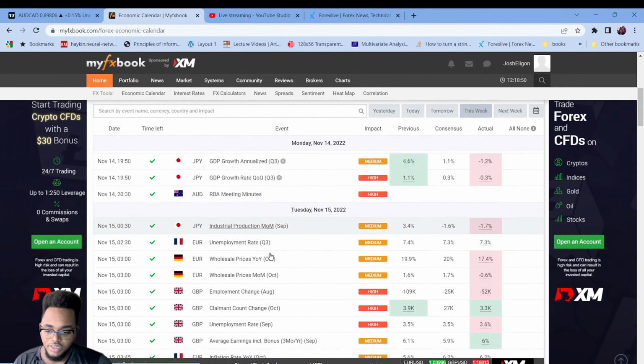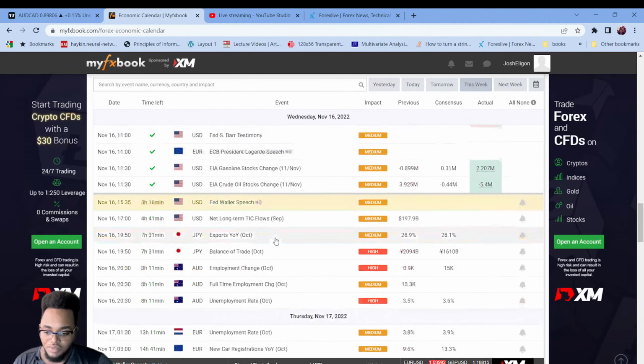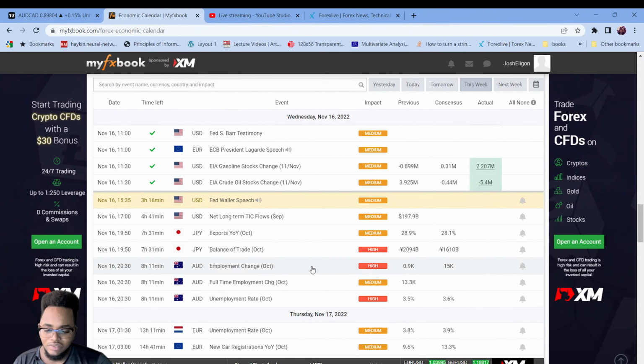Let's just reload this chart here. What we have coming up, you can see that we have employment change, right? So we are expecting the employment from the Australian economy to actually be quite good, right? The consensus is 15K compared to the previous, which is 0.9. All right, so if the consensus does come as expected or even higher, that's very bullish for the AUD, right? And you can see we also have the unemployment rate.